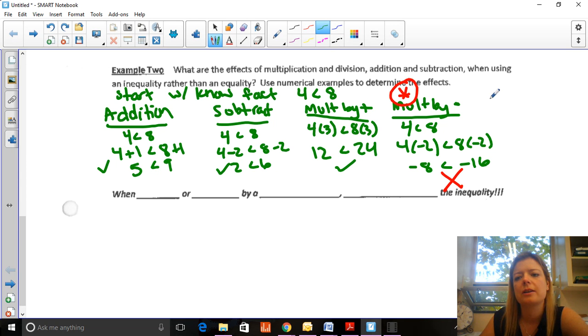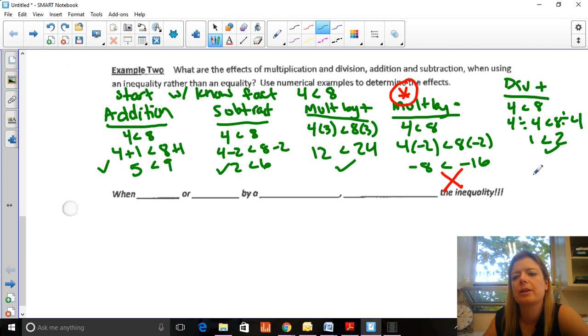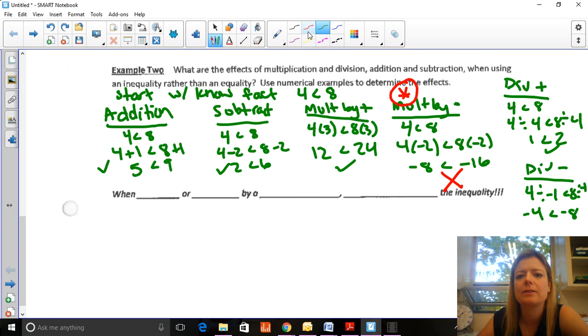Okay, now what about division? Okay, so let's say I'm going to divide by a positive. So 4 is less than 8. Let's say I'm dividing both of them by 4. So then I would get 1 is less than 2. That still works. But what about division by a negative? So 4 divided by negative 1, is that less than 8 divided by negative 1? Well, then I would have negative 4 is less than negative 8. And that doesn't work either. Negative 4 is not less than negative 8. So here's my other problem.